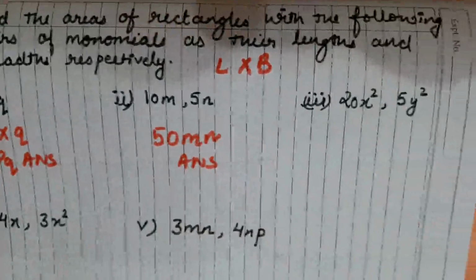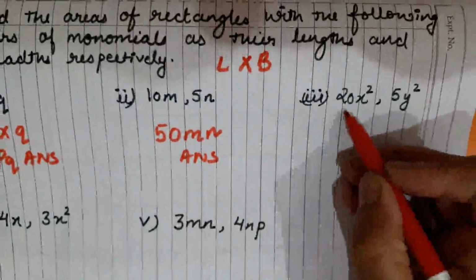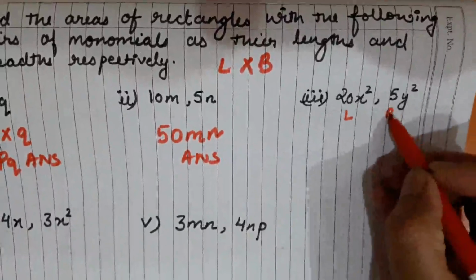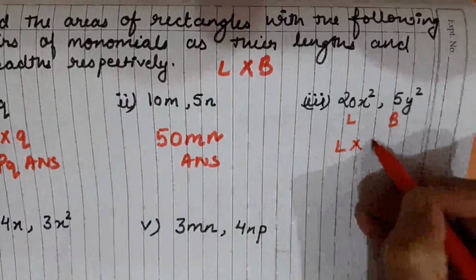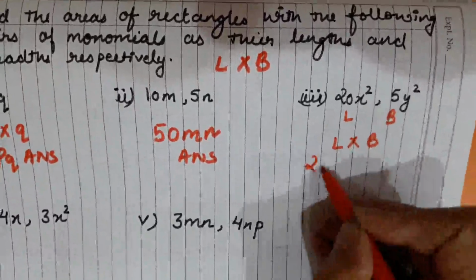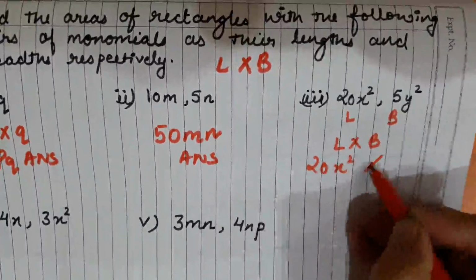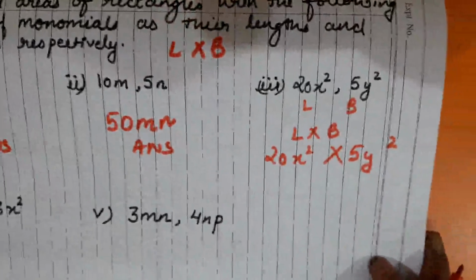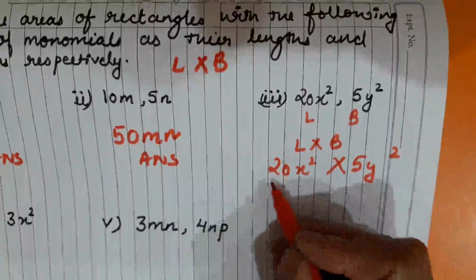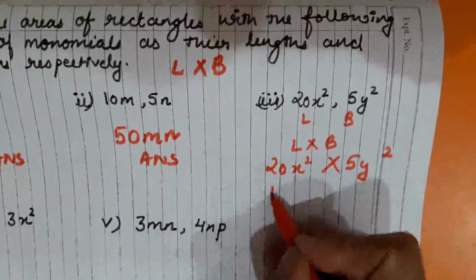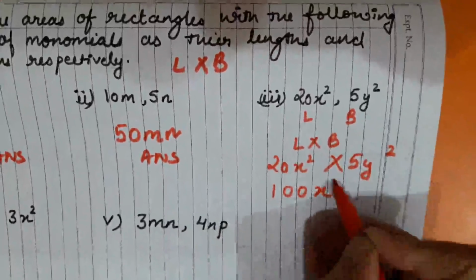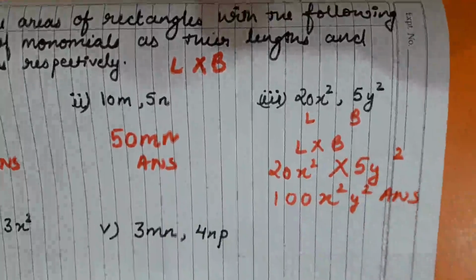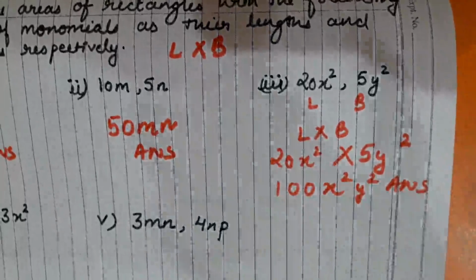Now the third part. Third is 20x square, 5y square. It means length is this and breadth is this. So you have to calculate length into breadth. It means 20x square multiplied by 5y square. 20 multiplied by 5 gives you 100, x square y square. So this will be your answer.